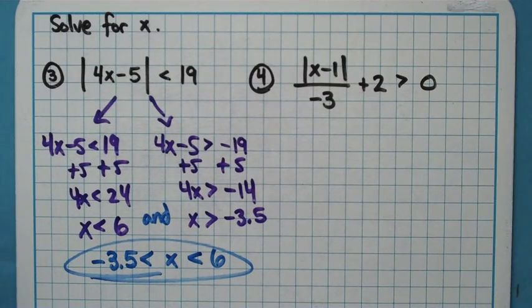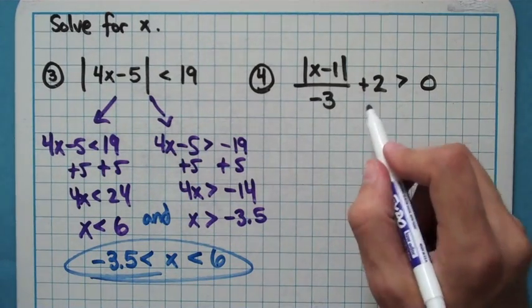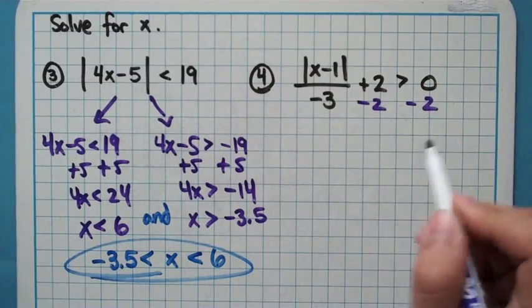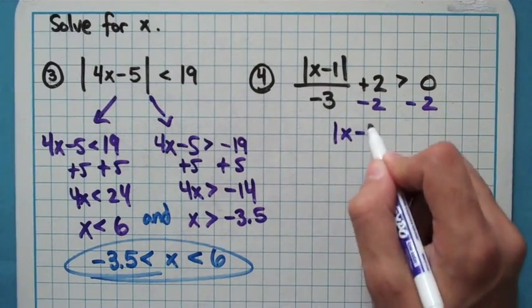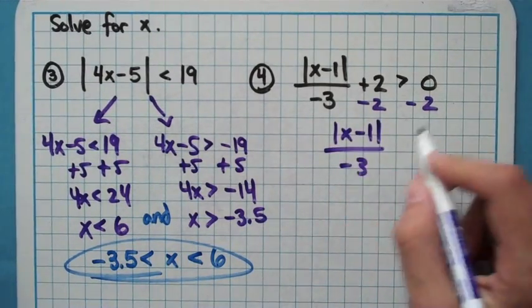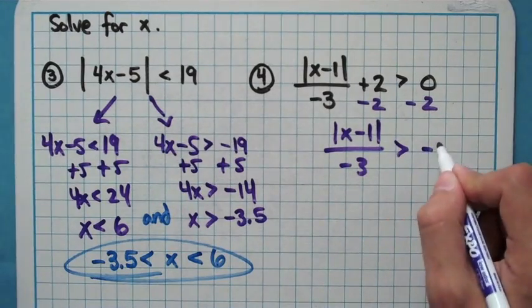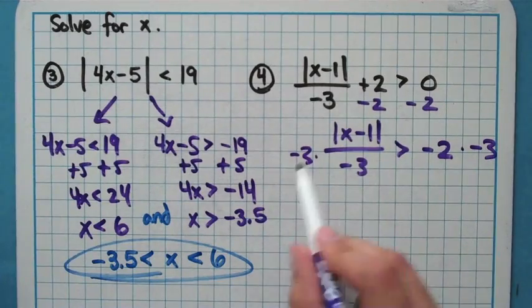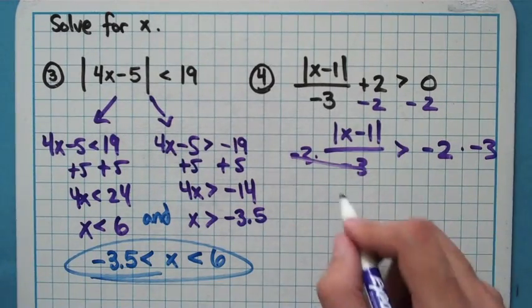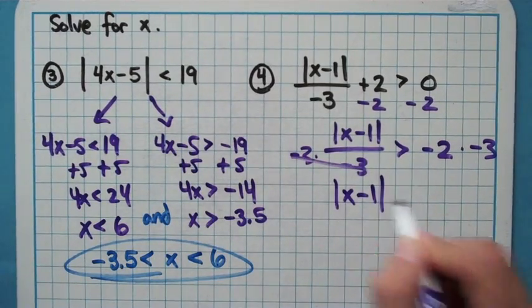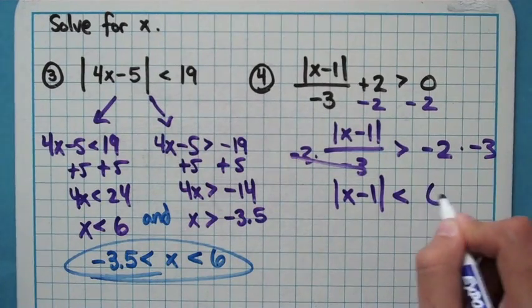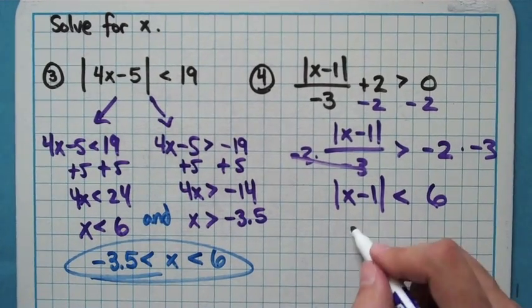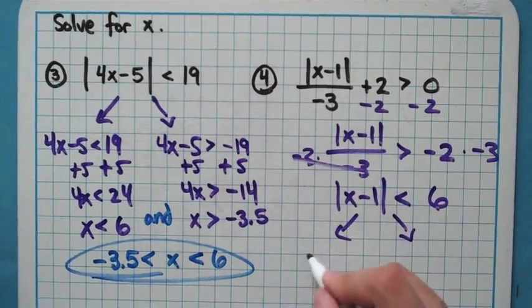Final problem of our video. End of our chapter. Start out, subtract 2 on both sides. End up with this. And when we multiply both sides by -3, we are multiplying by a negative. We have to flip that sign around. So we get absolute value of x minus 1 less than positive 6. And now we can go and do our 2 bars, 2 inequalities.